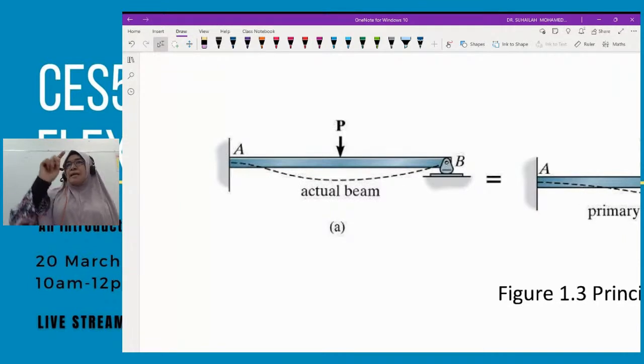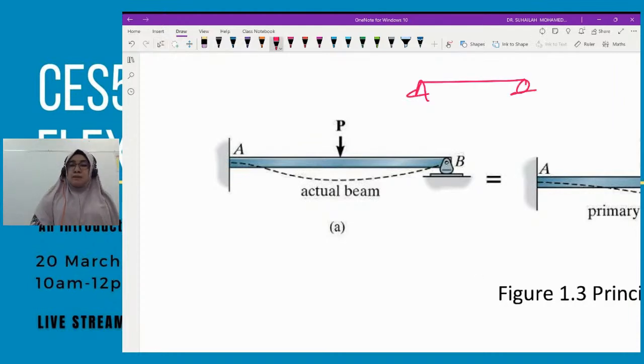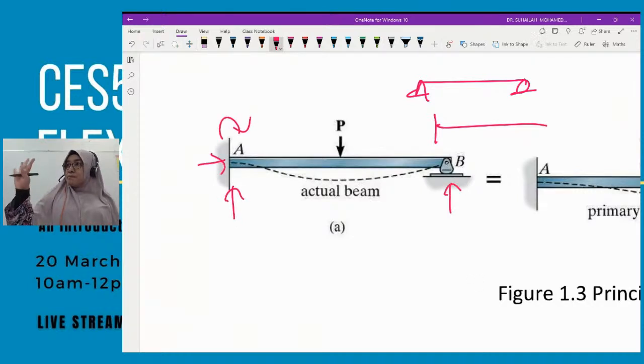Sebab remember, beam ada 2 types of determinate structure, right? Beam ada simply supported beam, remember? Beam juga ada cantilever beam, right? Okay. So dua-dua ni boleh jadi primary structure. Primary structure can be simply supported beam. Primary structure can be cantilever beam. Dia kena stable lah. Bila buang satu, kan dia ada 4 kat sini. Dia ada MA, dia ada AY, AX, MA. BY, right? Ada 4, right?